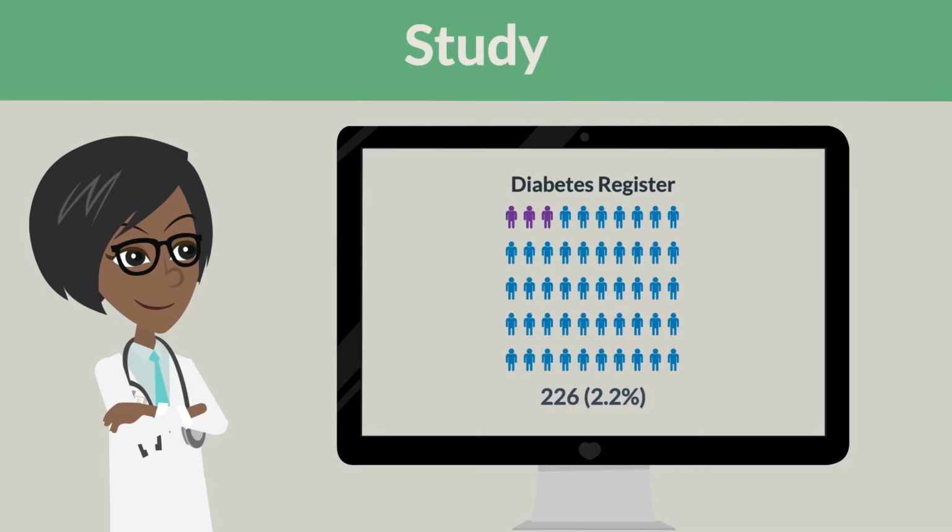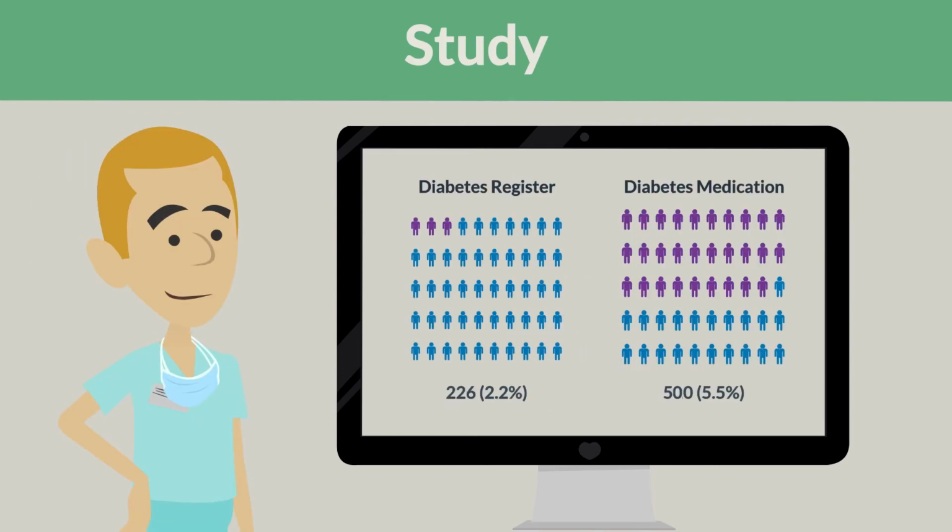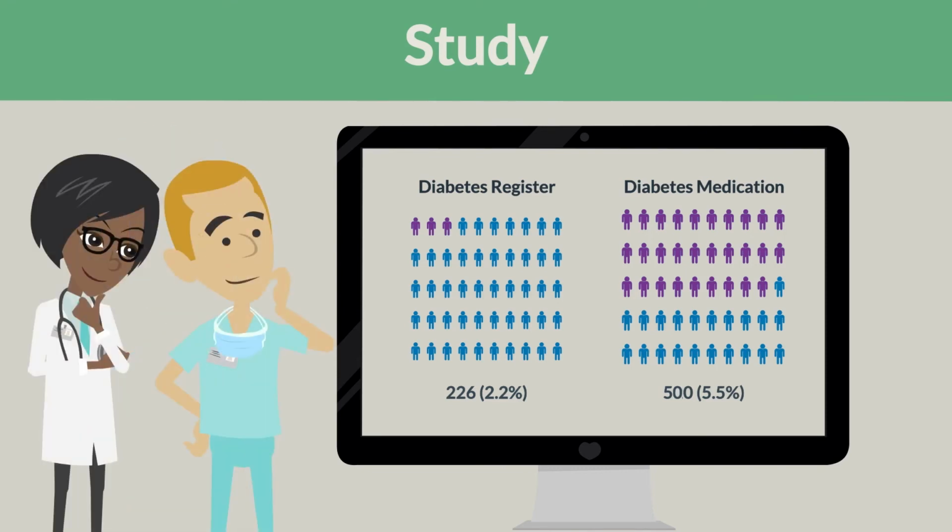Study. The report only listed 226 patients coded with diabetes, and this was well under what Dr. Smith was expecting. Nurse Jack also produced a report which listed that 500 people over the past year were prescribed diabetes medication, yet only 226 were on the register. It appears that Be Well Health Service has a data quality issue which needs to be resolved.